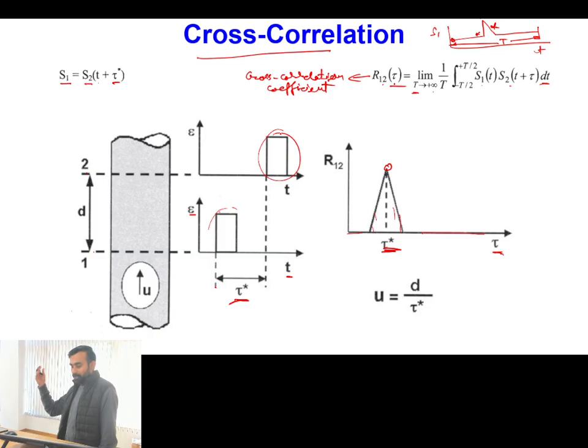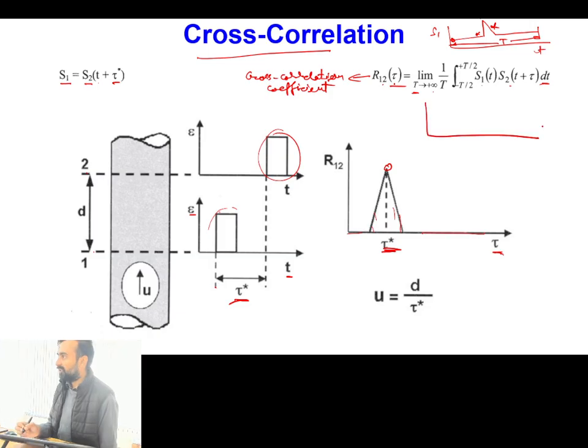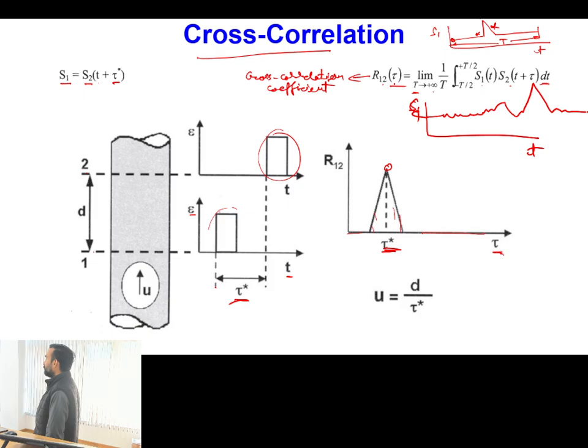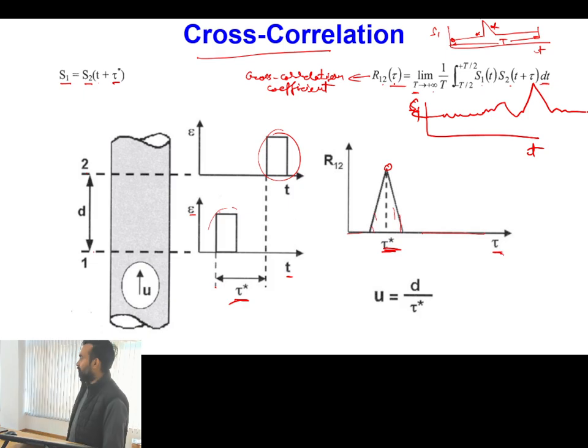Okay, but whenever you go into an actual scenario, in your actual measurement, your signal will not be so clear. You may have some variation of signal, something like this. So this type of signals you will be getting. Okay, so there you have to go for the complete analysis using the cross correlation technique.